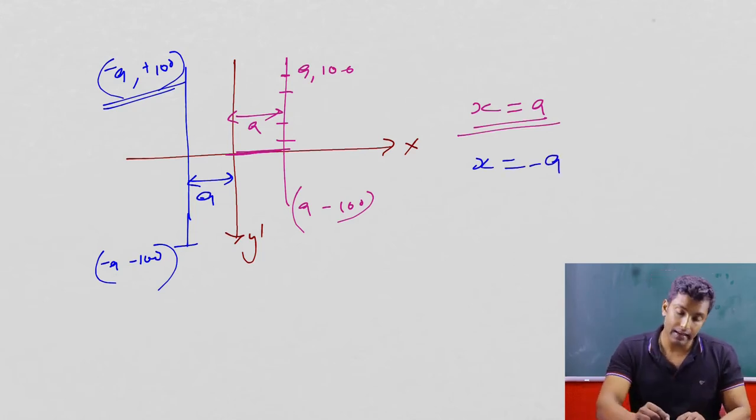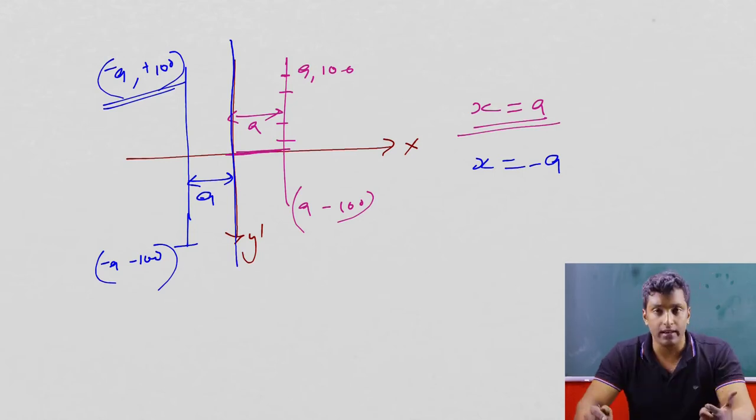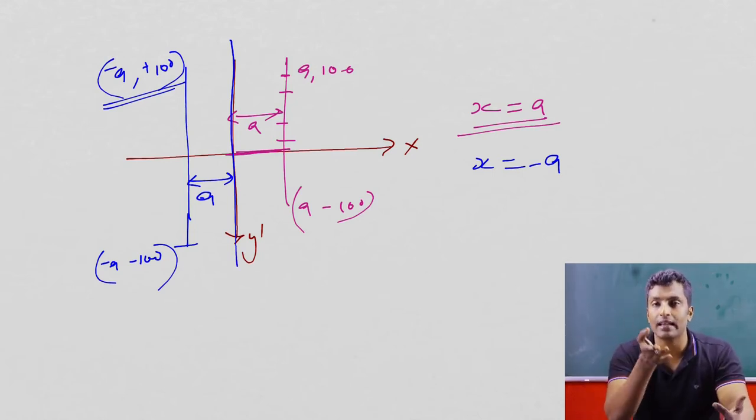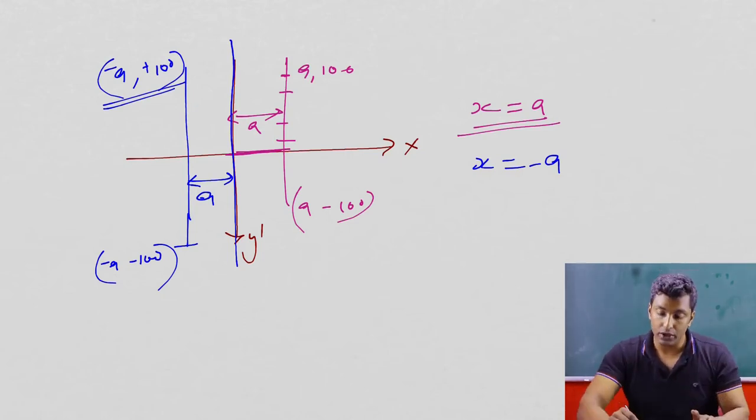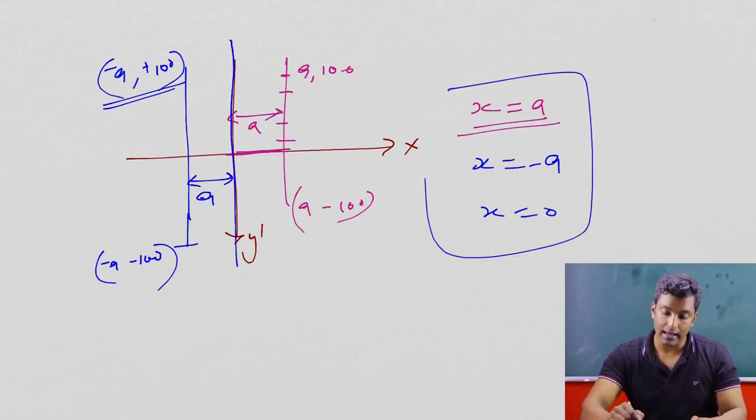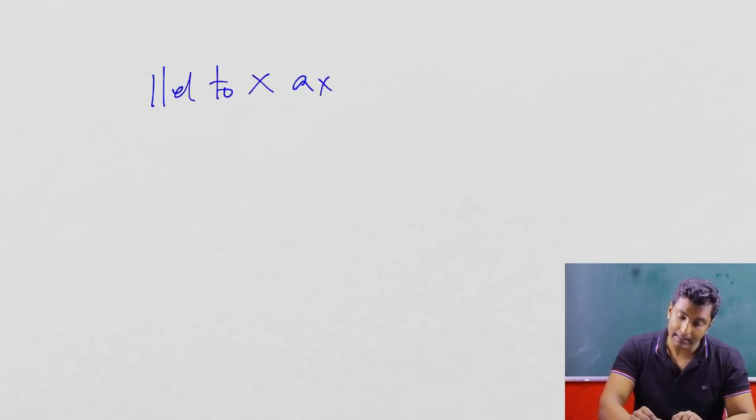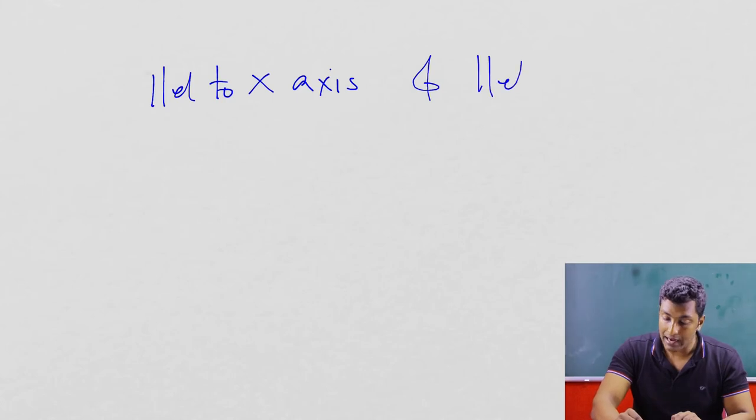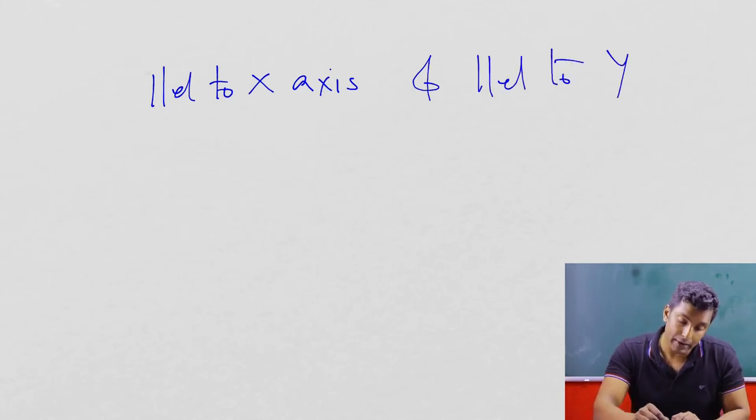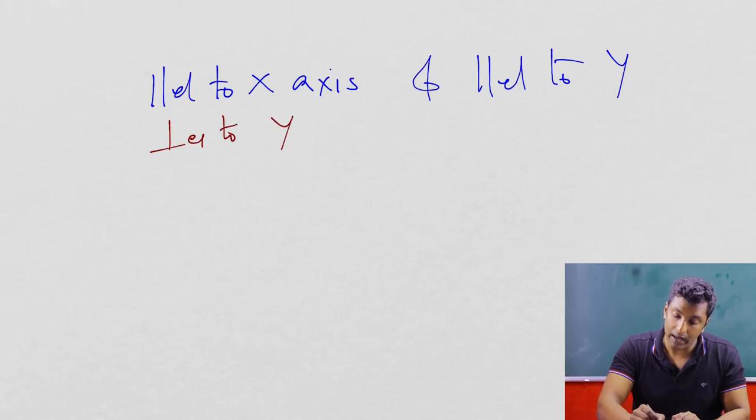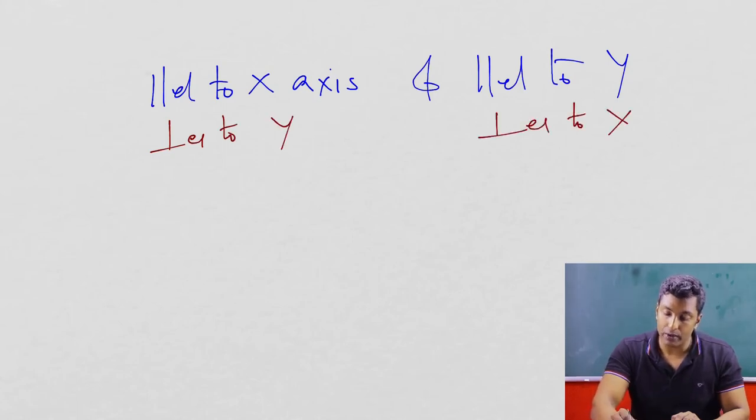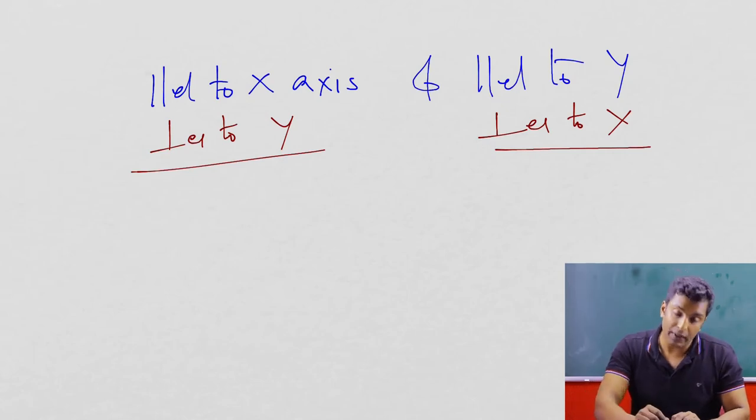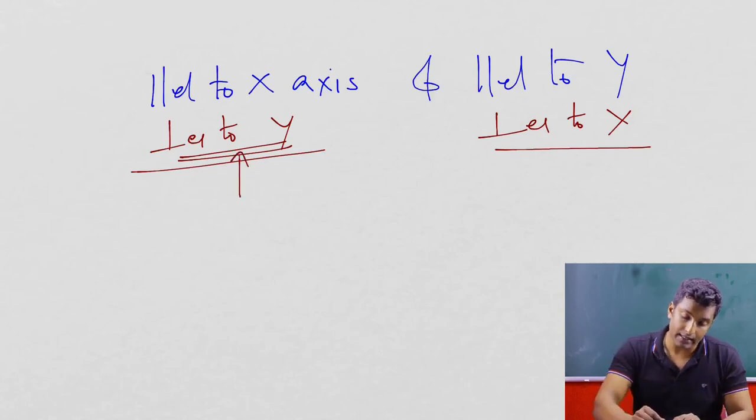Now what is the third case? The third case is the line which is lying on the y-axis. Here it is parallel to the y-axis because it is on the y-axis, and it is perpendicular to the x-axis, right? So the distance is 0 here, so you can write it as x is equal to 0. So these are the 3 cases which you need to discuss here. Parallel to the x-axis and parallel to the y-axis. Parallel to x means automatically perpendicular to y, and parallel to y means perpendicular to x. So I hope you understood this much. So perpendicular to y means the distance is b.